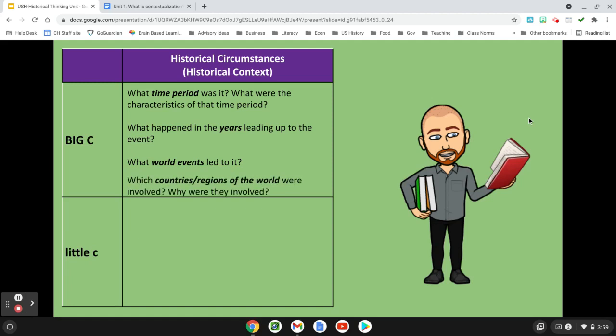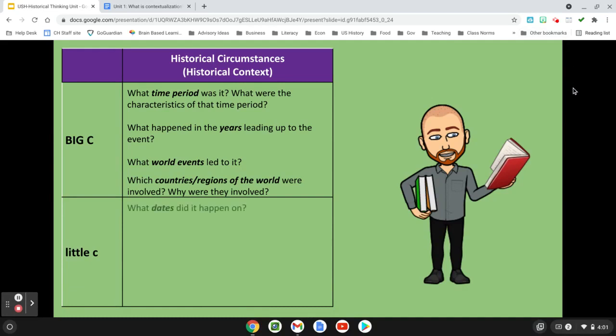And then lastly, which countries and regions of the world were involved and why? We'll be doing this when we take a look at World War I and World War II. There are countries from all over the globe who are part of that conflict, and we need to figure out why they're involved.